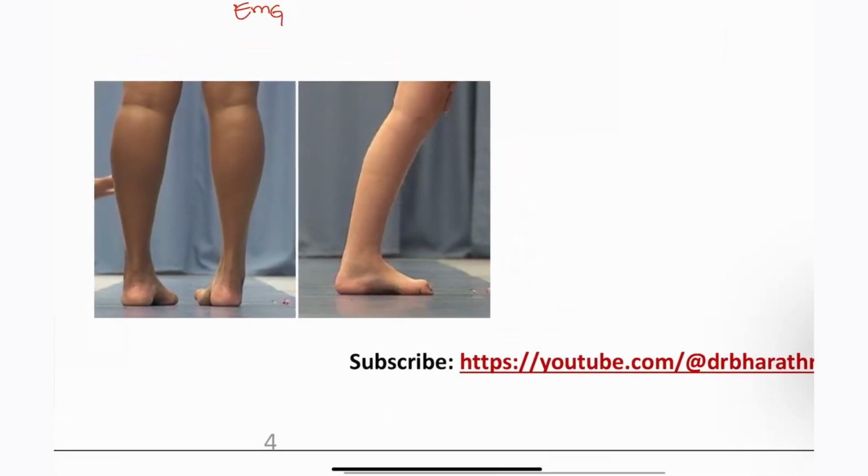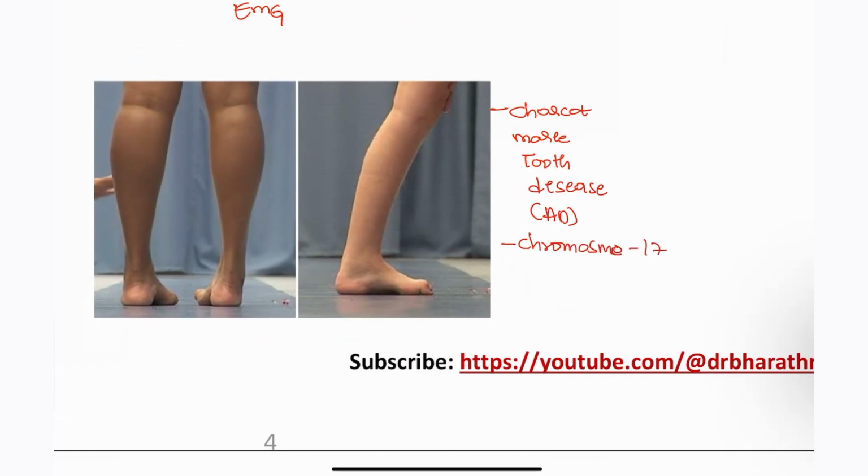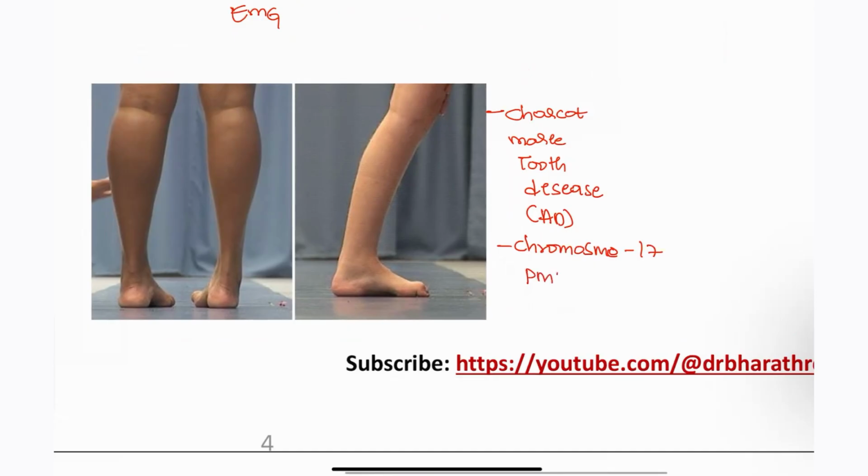Next, this condition is known as Charcot-Marie-Tooth disease. This Charcot-Marie-Tooth disease is also an autosomal dominant condition, again on chromosome 17. And what is the gene that is involved? The PMP22 gene is involved here, guys.